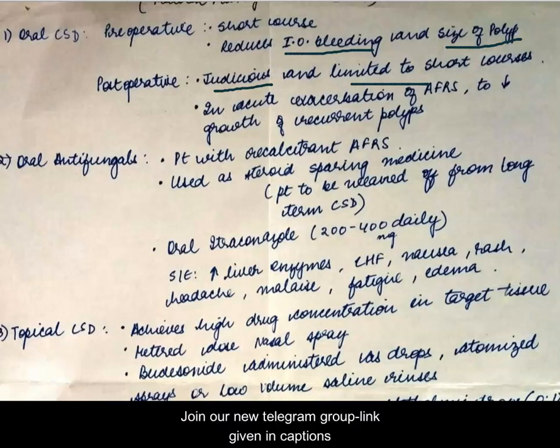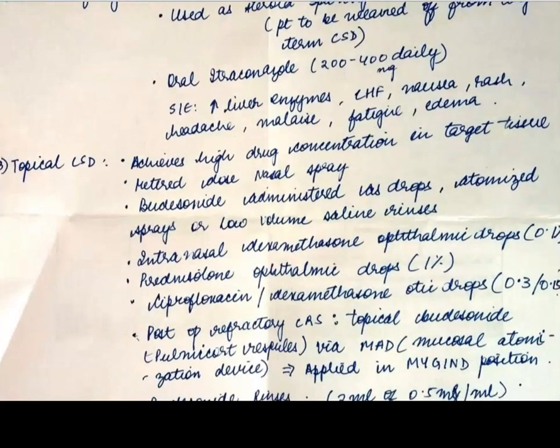Now oral antifungal is given in patients with recalcitrant AFRS and used as a steroid sparing medicine, in patients to be weaned off from long-term corticosteroids. So we generally use oral itraconazole, that is 200 to 400 milligram daily. The side effects of this drug are raised liver enzymes, CHF, nausea, rash, headache, malaise, fatigue, and edema.